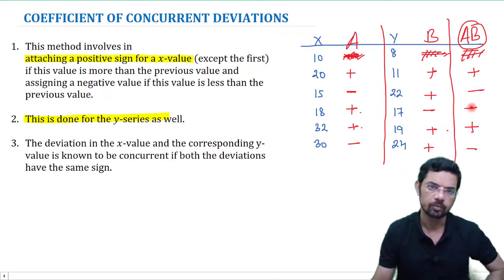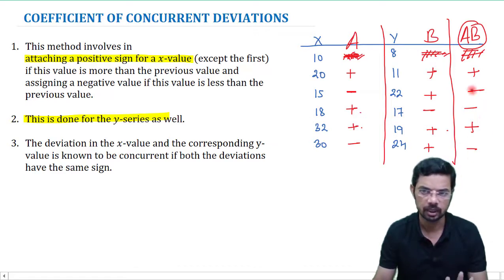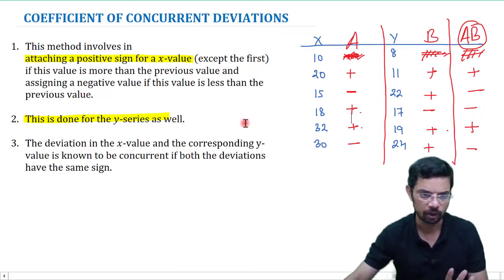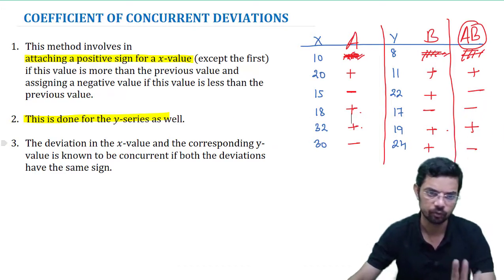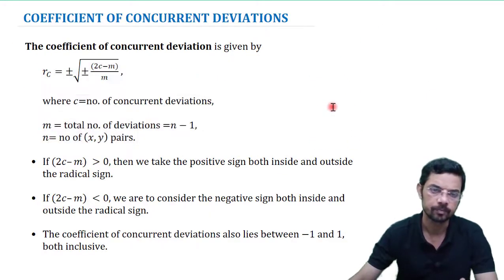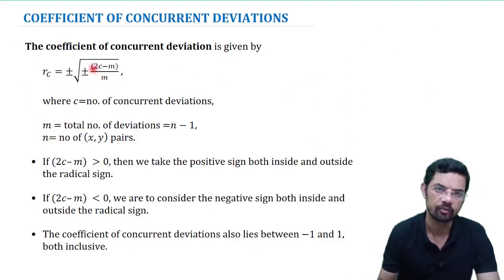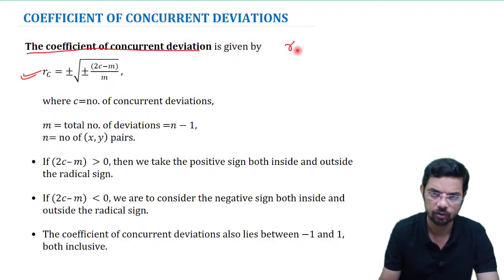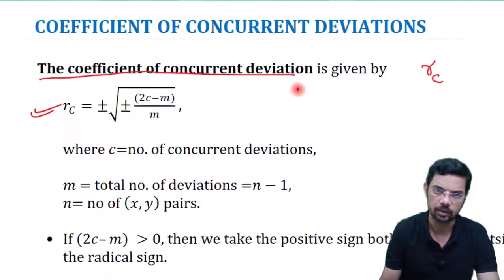Now this is what we keep, and then we have another formula. What is the formula? Let us look at the formula first of all. Here in this formula, what we have is the coefficient of concurrent deviation. The formula for coefficient of concurrent deviation is denoted by RC. R is the coefficient of correlation, of concurrent correlation.